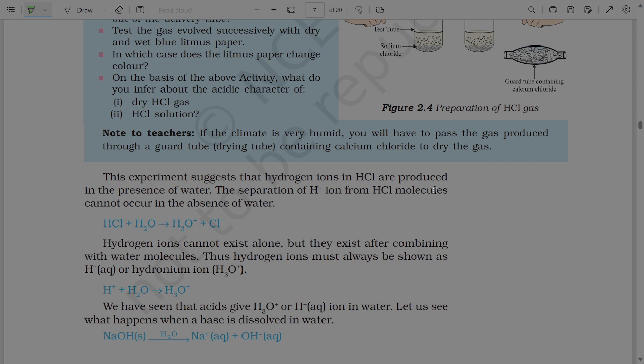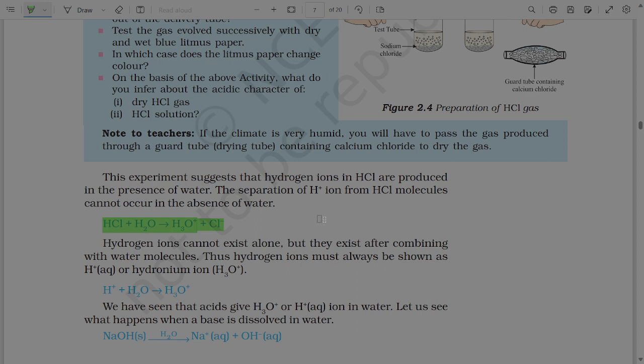If we pass only dry HCl gas, there will be no separation of H plus ion and Cl minus ion. As in the above experiment, we have been passing electricity, dry HCl gas will not conduct electricity as long as it is not in aqueous solution or present in water. So HCl, when added to water, becomes H3O plus, or hydronium ions, and Cl minus ions. H plus ions, or hydrogen ions, cannot exist alone, but they exist after combining with water molecules.